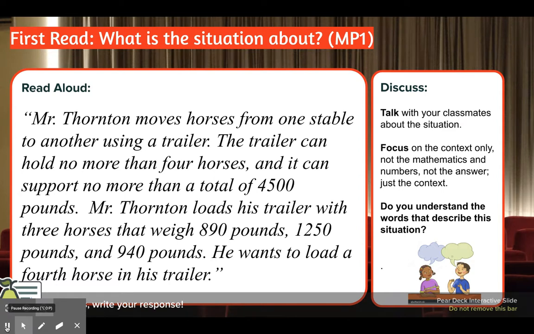However, let's jump right into our first read. I want you guys to think about what the situation is about. And this is an example of mathematical practice number 1.